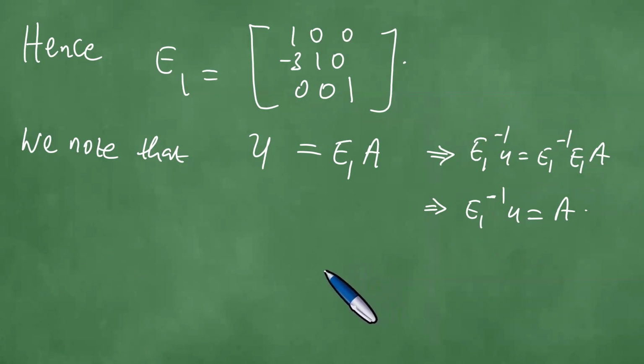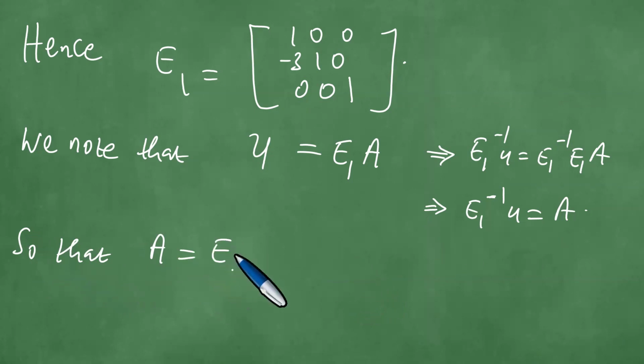What then are we able to achieve out of this? Well, the meaning is that the matrix A is E1 inverse U. And E1 inverse U is therefore the product of an elementary matrix times an upper triangular matrix. If we are able to write A in this form, we will have expressed A as a product of an elementary matrix with an upper triangular matrix.